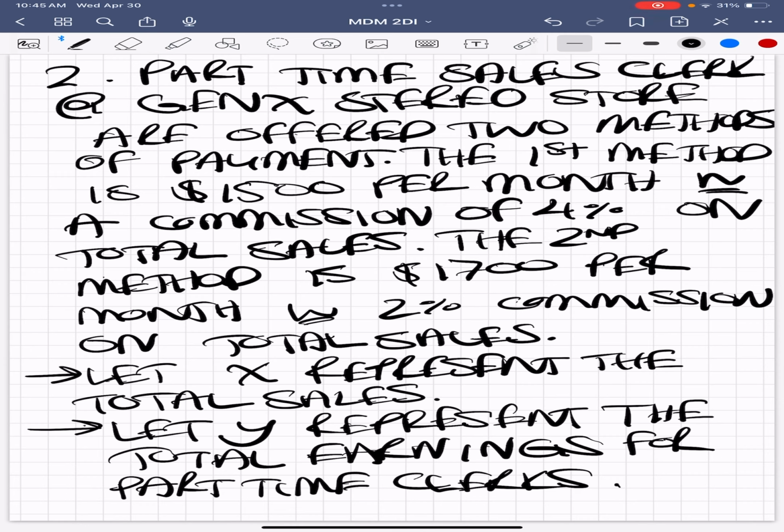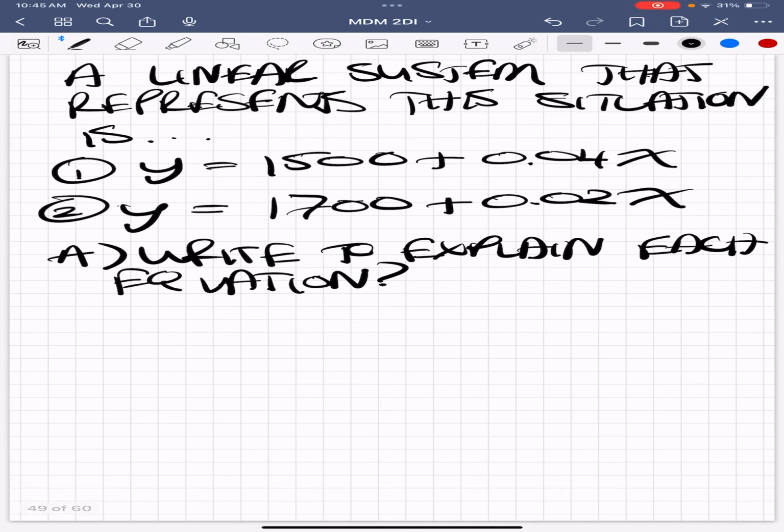Let X represent the total sales, and let Y represent the total earnings for part-time clerks. A linear system that represents this situation is payment method 1 and payment method 2. For payment method 1, it's Y equals 1,500 plus 0.04x, and for the second payment method, it's Y equals 1,700 plus 0.02x. Write to explain each equation.